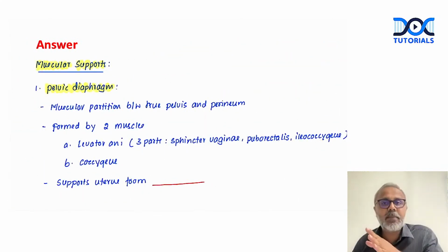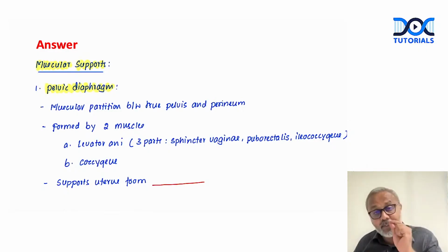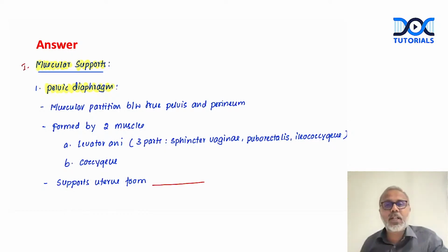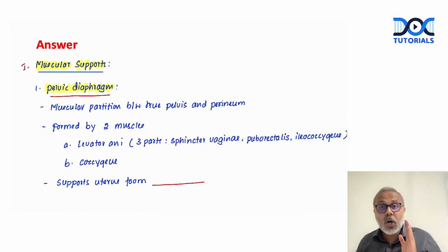Now, since this is a 10 marker, the examiner expects you to write few things about each of the supports, right? You have to explain each of the factors. Now, how much to explain is what we will discuss now, right? So first, let's start with the muscular support, and out of which the first thing we have is the pelvic diaphragm. Now, always begin your answer with what is pelvic diaphragm, right?